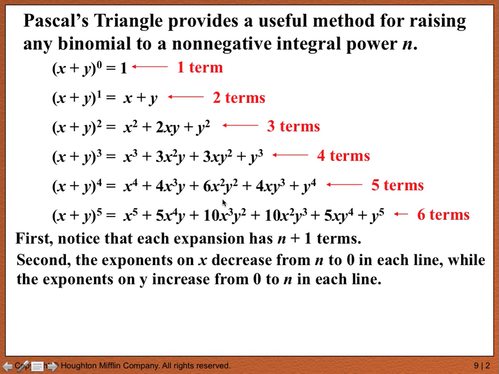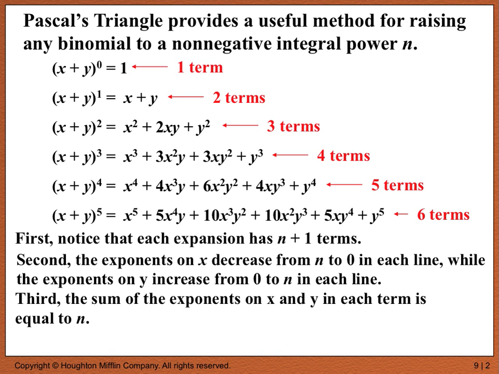And we see an increasing pattern with the y's. So we start with y to the 0, which is just 1, and then I go from 0 to 1 to 2 to 3, from left to right. The y exponents are increasing.